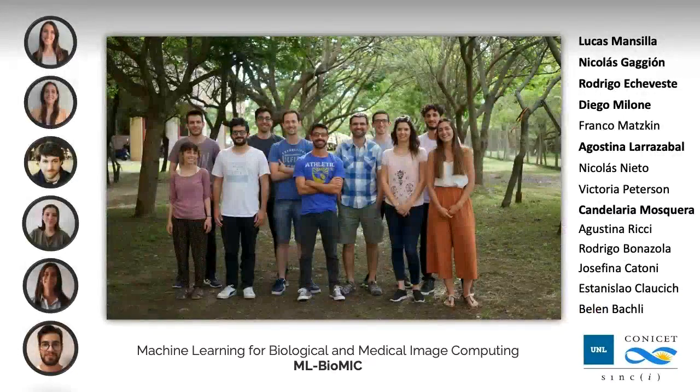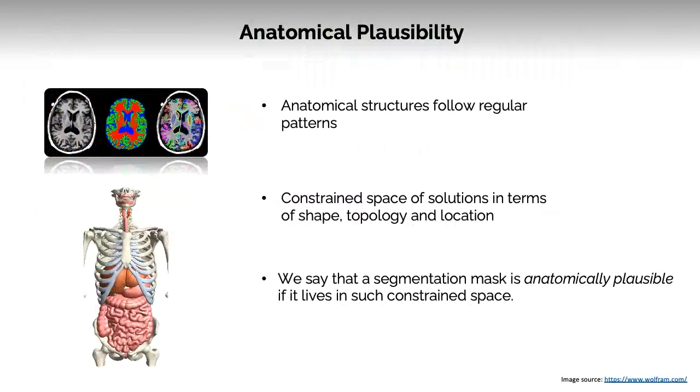So this is my team in Argentina, and the works I'll be presenting have been mostly done in collaboration with some of my students and colleagues there. But let me start talking about one of the fundamental words I will be using today, that is anatomical plausibility. What do I mean by anatomical plausibility?